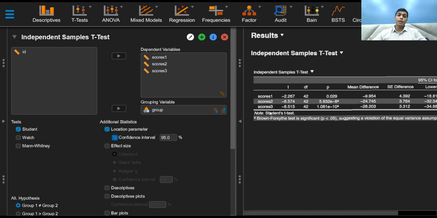However, for scores 2 and 3, we can see that these p-values are less than 0.001. And even if we multiply both of these by 3, we will still get a p-value which is less than 0.0167. So we accept the alternative hypothesis for both of these scores and say that the people who were trained scored better than the people who were not trained.